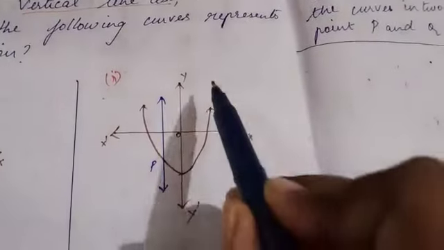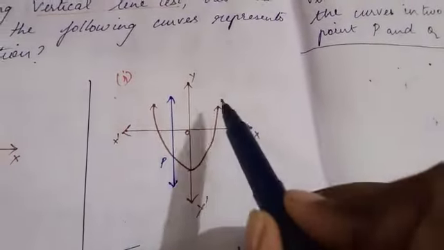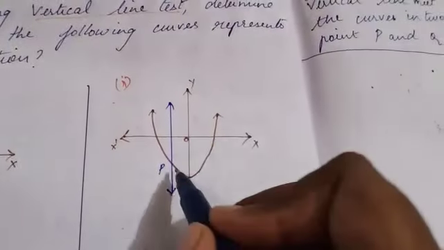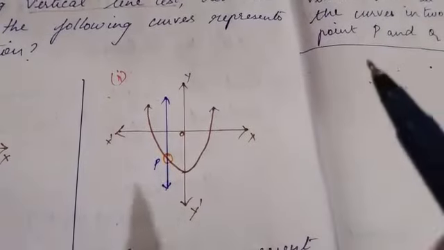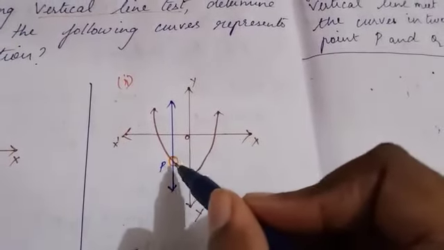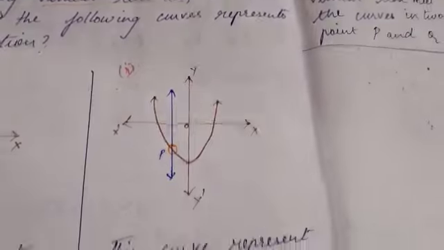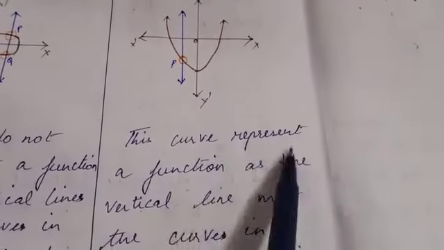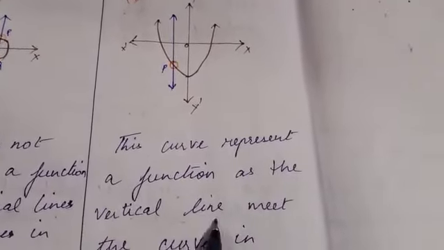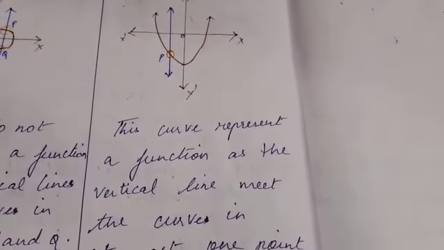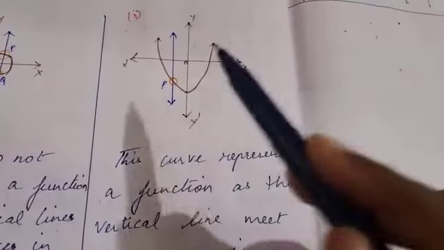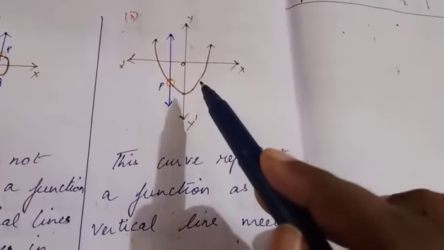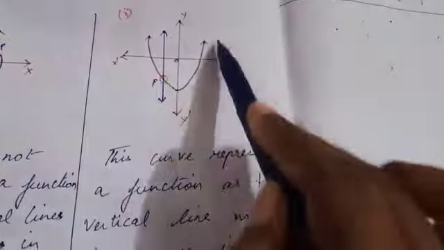Next, the second subdivision. This is the curve and this is the vertical line. The vertical line intersects the curve in at most one point, that is, it intersects in one point. I am labeling it as P. So this curve represents a function as the vertical line meets the curve in at most one point. A curve drawn inside the graph is said to be a function if the vertical line intersects the curve in at most one point.